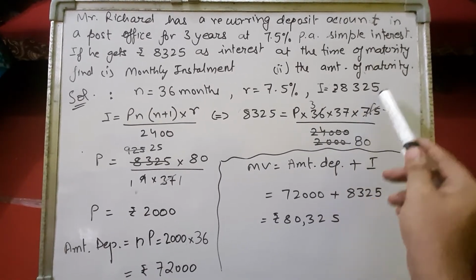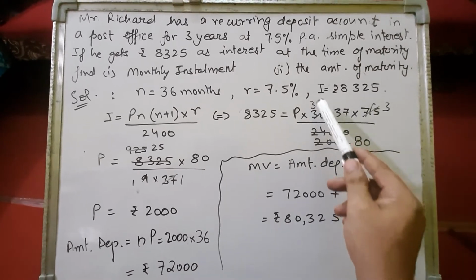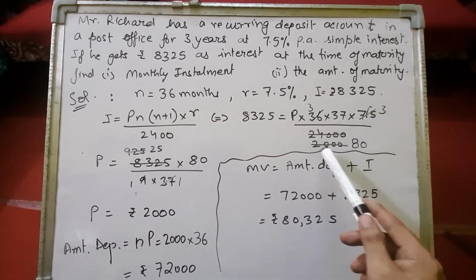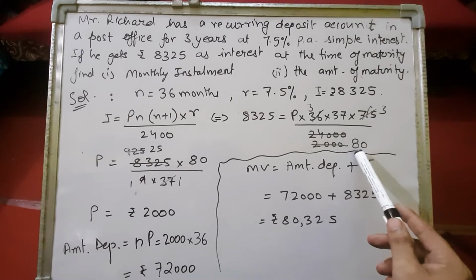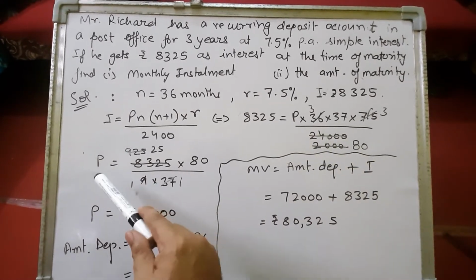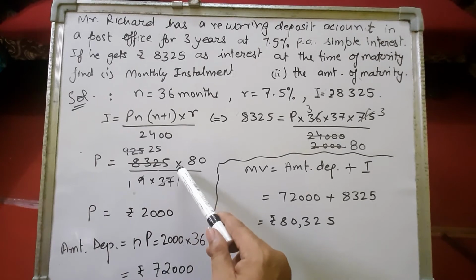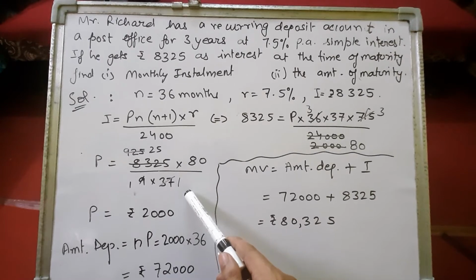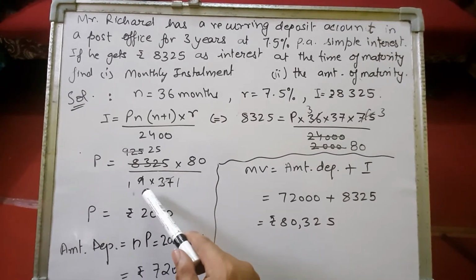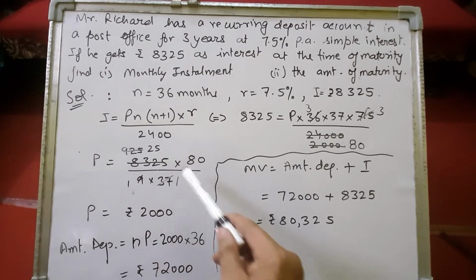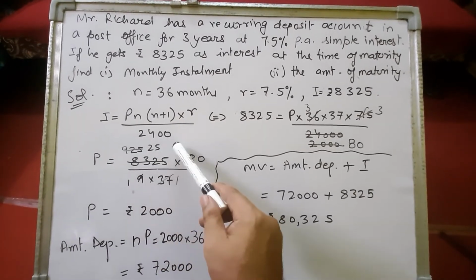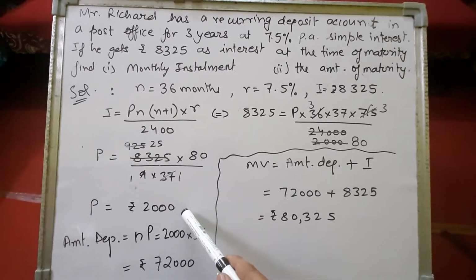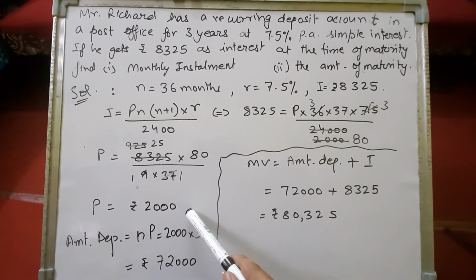Now when we remove this decimal point here, we'll get one more 0. 12 3s are 36, 12 2s are 24, 2000 will come here. Then 25 3s are 75 and 25 8s are 200, 80 will come here. So when you cross multiply, we can get the value of P as 8325 into 80 upon 3 into 37. When we cancel, 37 ones are 37 and 37 25s are 925. So finally we get 25 into 80, which is 2000. So the value of P, this is the answer 1, which is rupees 2000.